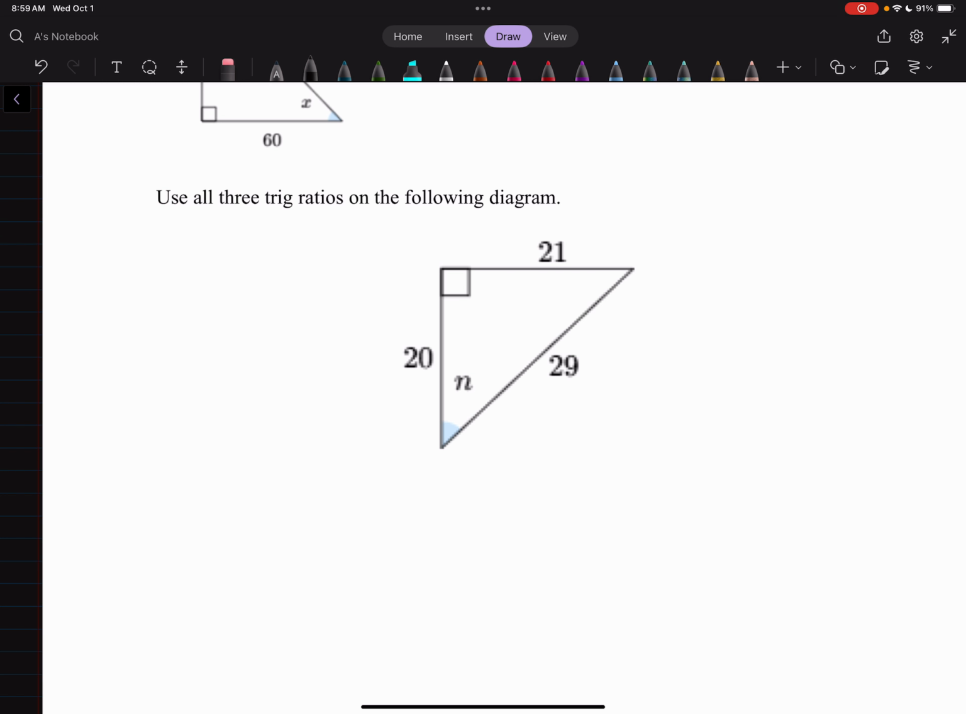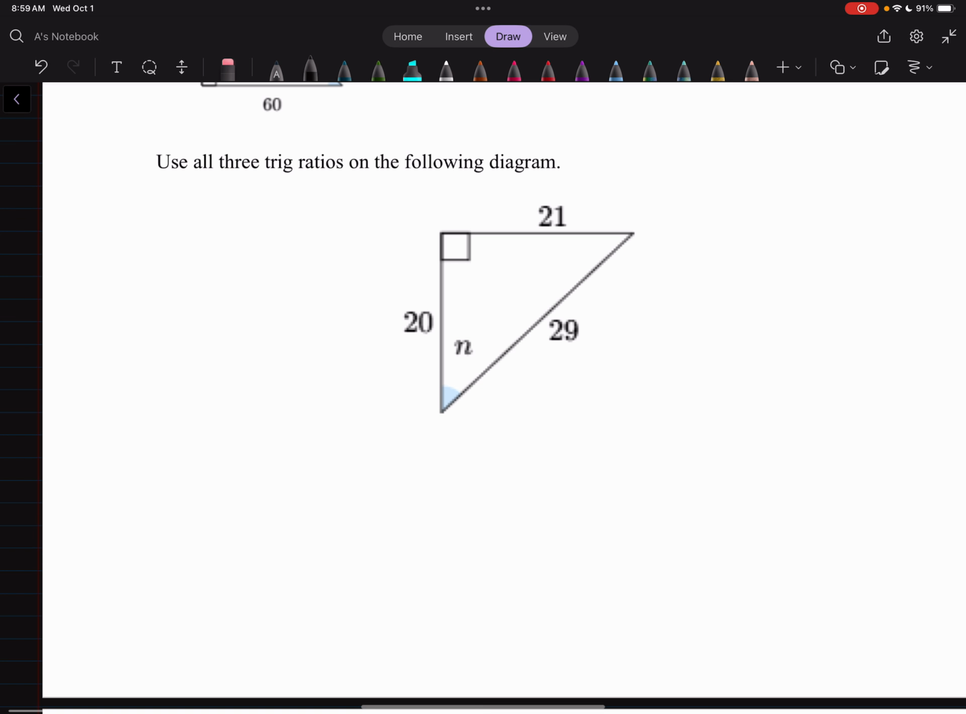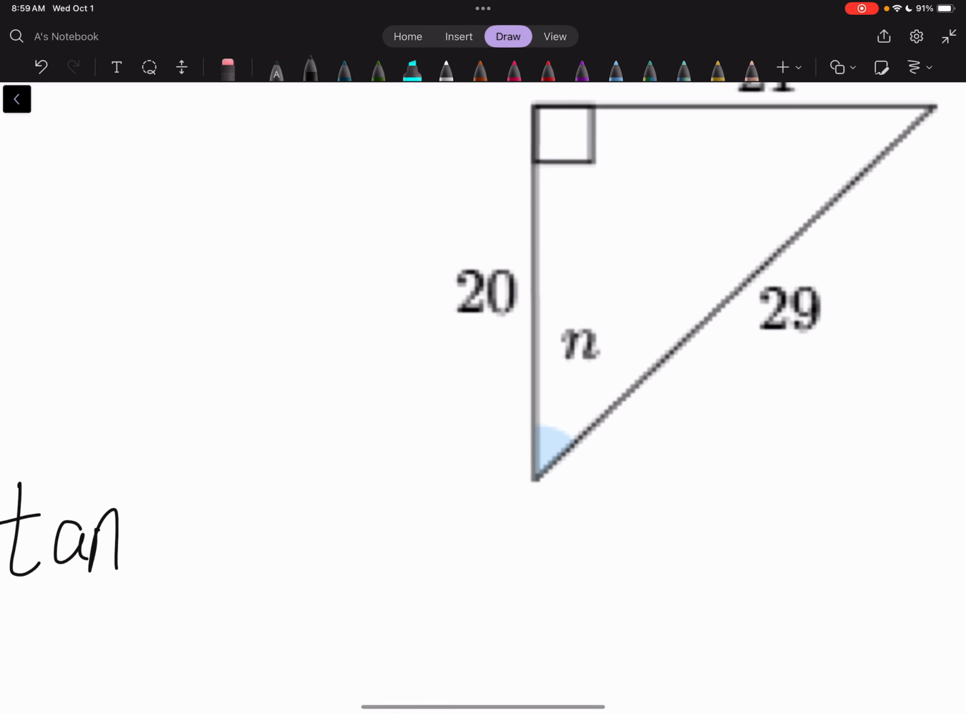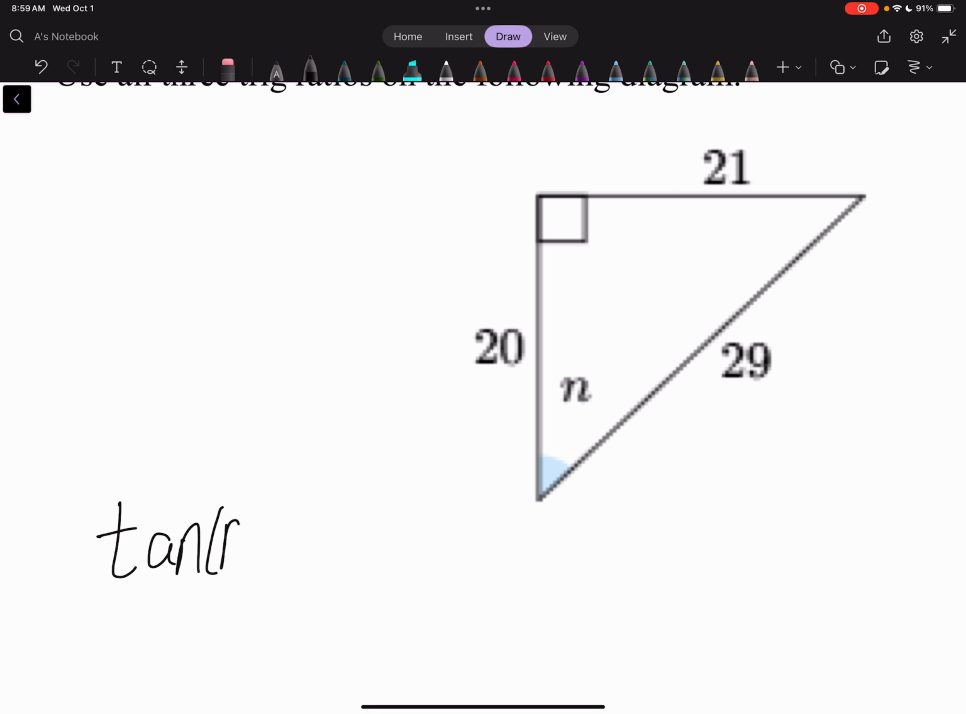Use all three trig ratios on the following diagram. The point of this is to show you, no matter what you have in the triangle, no matter what function you're using, if used correctly, they should all give you the same answer for a single angle. So we use sine above. I'm going to go with tangent on this one. So tangent of my theta, in this case N, is equal to opposite over adjacent, 21 over 20.